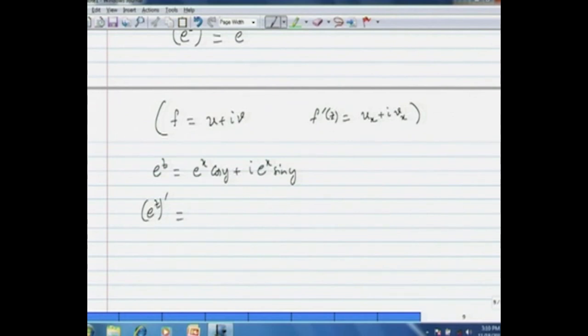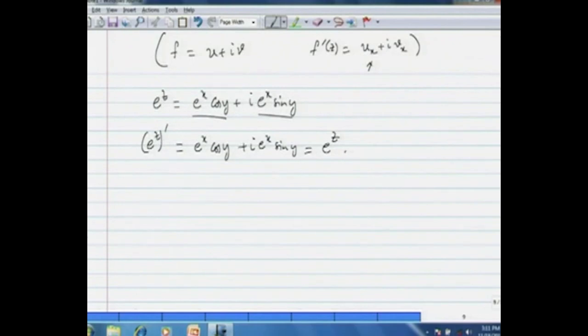So, we need to find the differentiation. This is the partial derivative of e power x cosine y with respect to x, plus i times the partial derivative of e power x sine y with respect to x. Okay, so this is once again e power z. So, e power z is differentiable at every point in the complex plane, and its differentiation is itself.